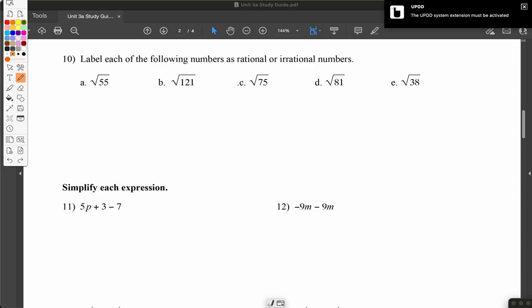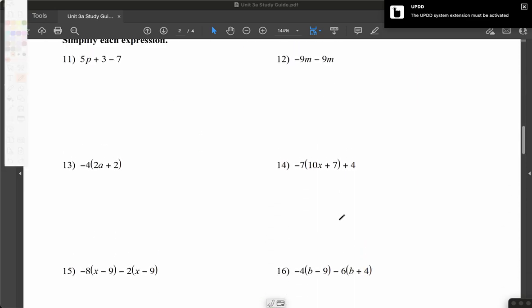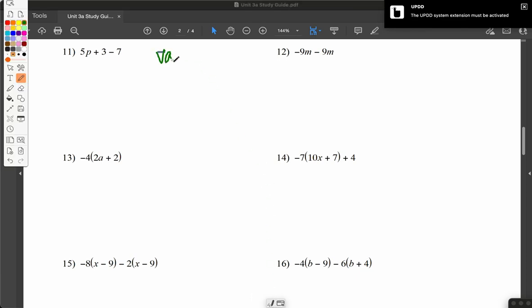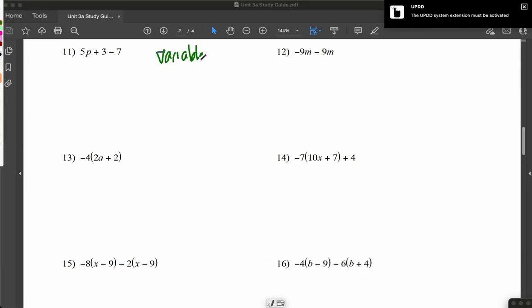All right, let's take a look a little further. We started talking about combining like terms on this one. Let's take a look at this first one, number 11. When we talk about like terms, we're talking about variable terms, ones with a variable, and constant terms, ones without a variable. Those are the things we talked about.